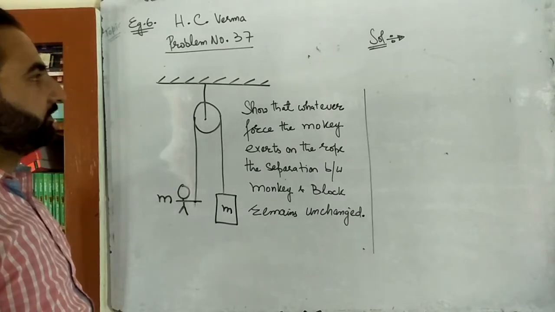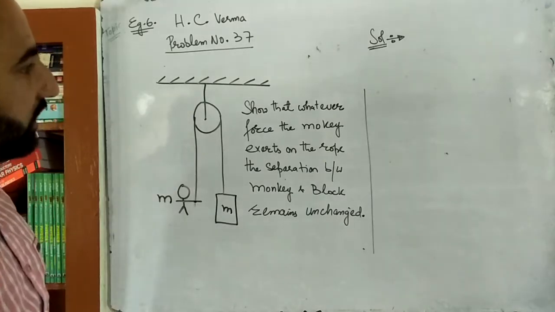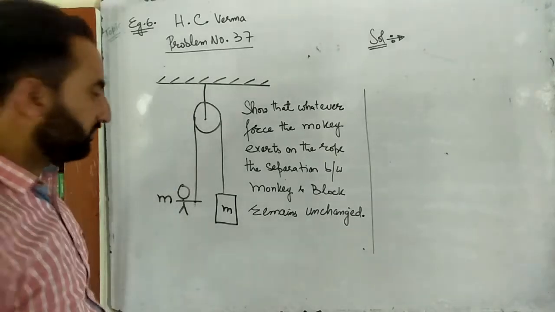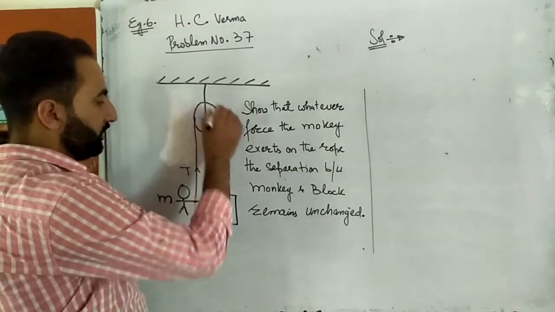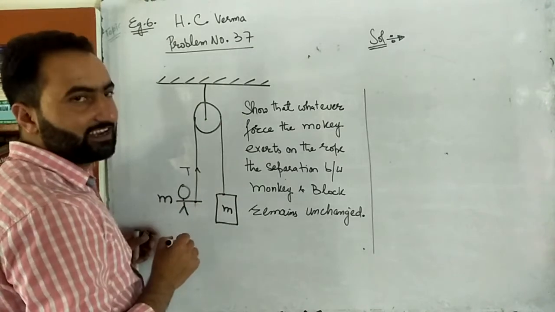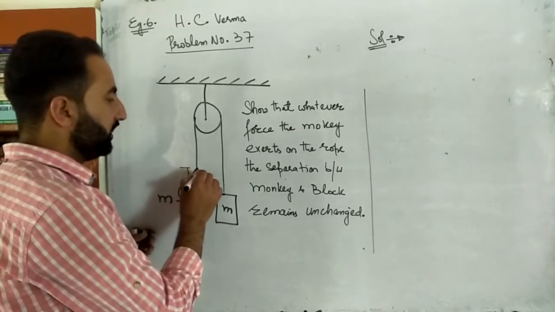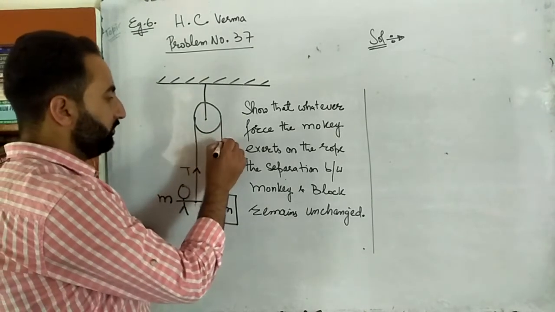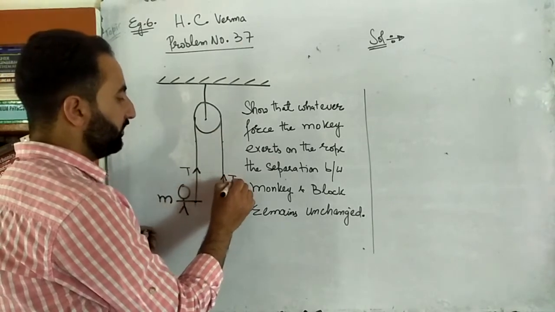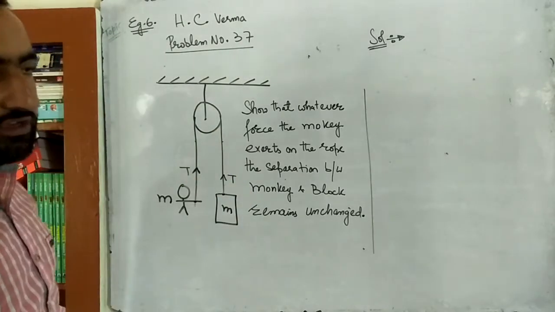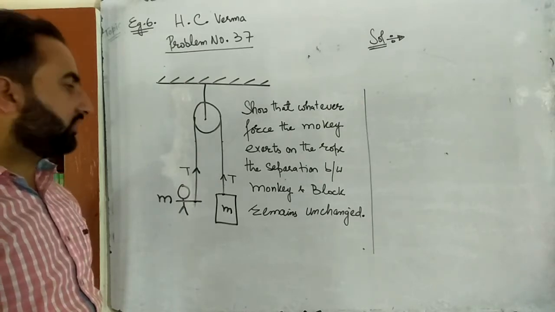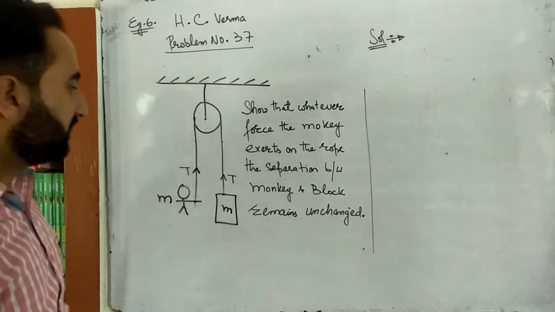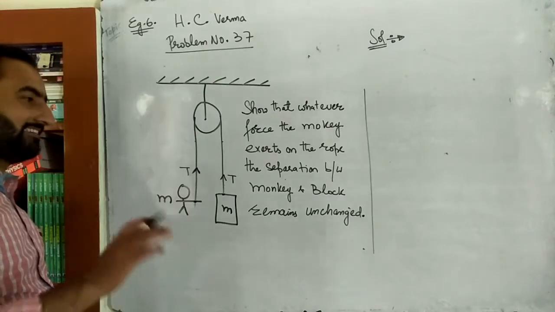Now the question is like this: show that whatever the force the monkey exerts on the rope, suppose that this applies a force equal to T. From this very point to this very point, the string is the same, so however much tension there is here, there will be the same here, and here. So the tension here will also be equal to T. Simply the reason is that the string is massless and it is frictionless. That's why the tension throughout the string will be the same. We have discussed it in detail.